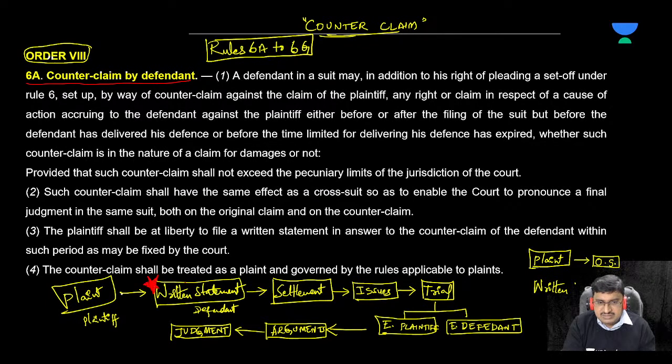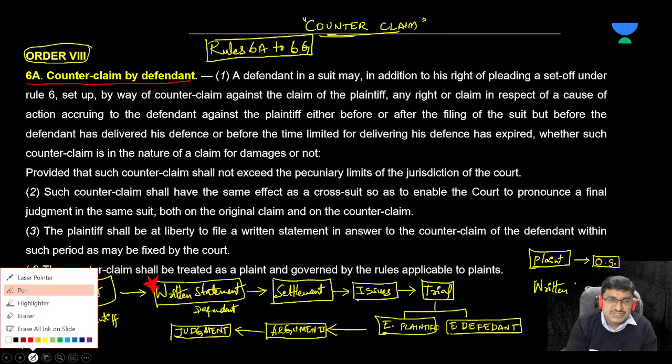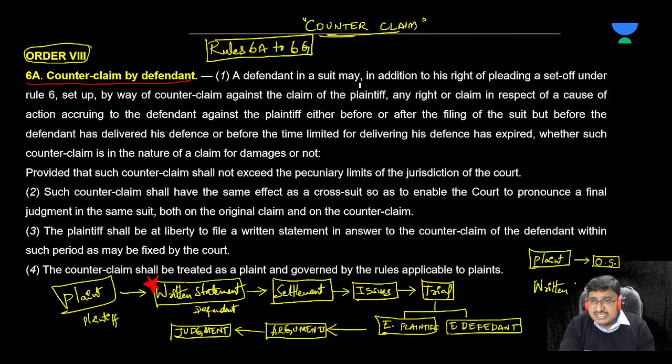Now, after the filing of the plaint, a defendant has the right to file a mere written statement, or a written statement by way of counterclaim, or a written statement by way of set off, as we discussed earlier. Now, let us see the concept of counterclaim under Rules 6A to 6G of Order 8 of C.P.C., friends. A defendant in a suit may, in addition to his right of pleading set off under Rule 6, okay, this is over.